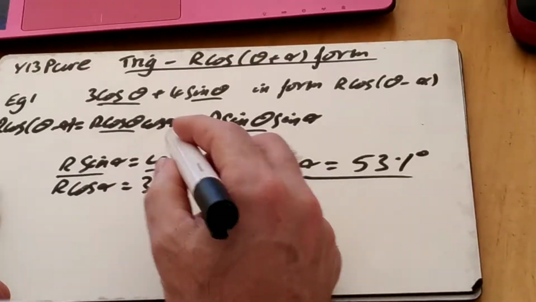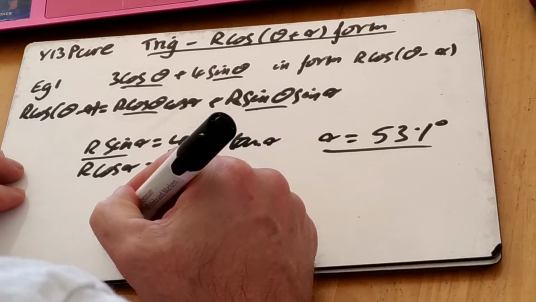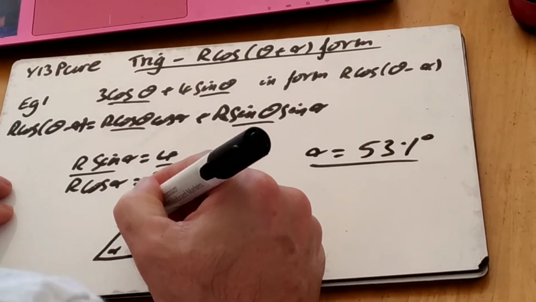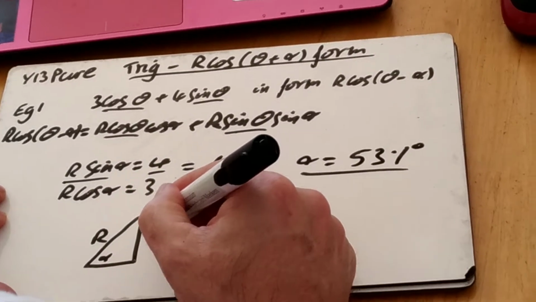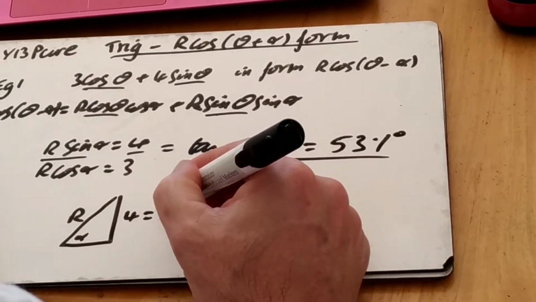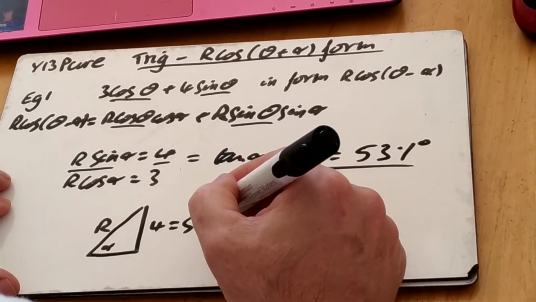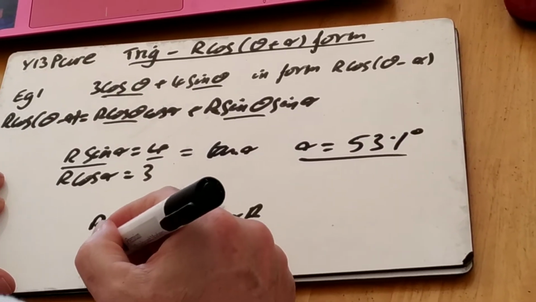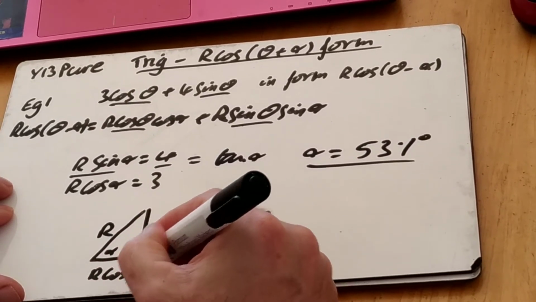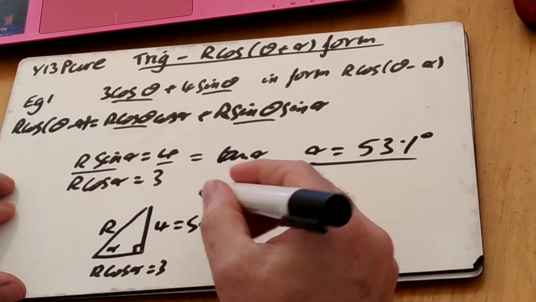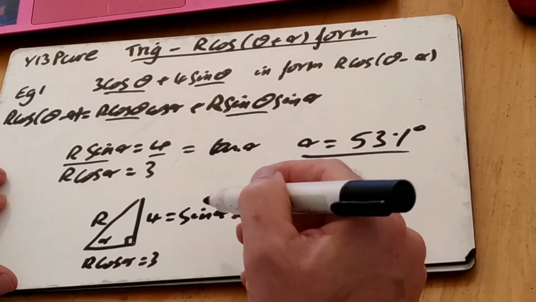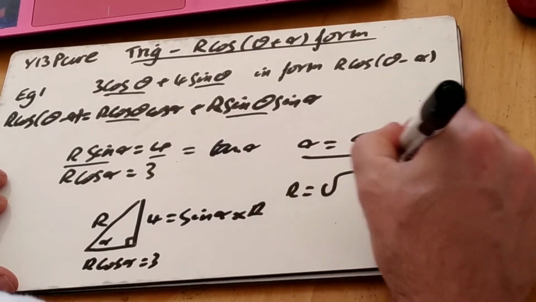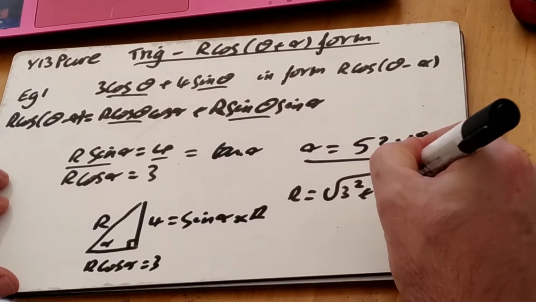How do you find R? Well, in reality what we have is this. If that's alpha and that's R, this is R sine alpha, which equals 4. Put the R there. And then on the bottom we've got R cos alpha, which is 3. It's a right angle triangle, and it's Pythagoras basically using the 4 and the 3. So R equals the root of 3 squared plus 4 squared, which is 5.